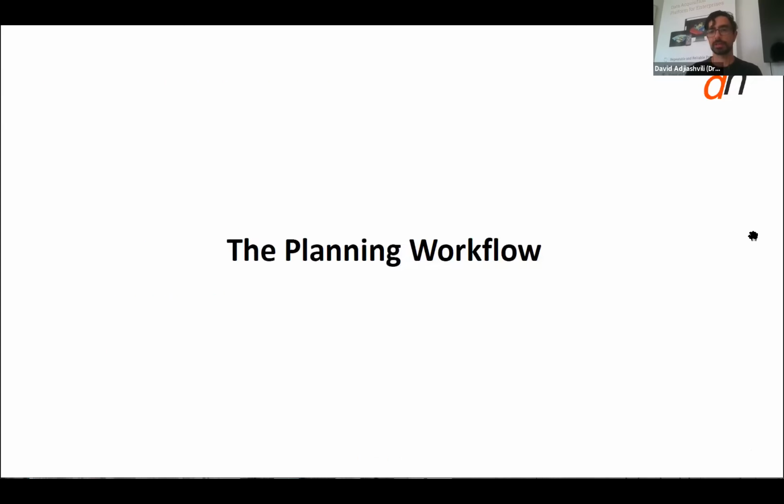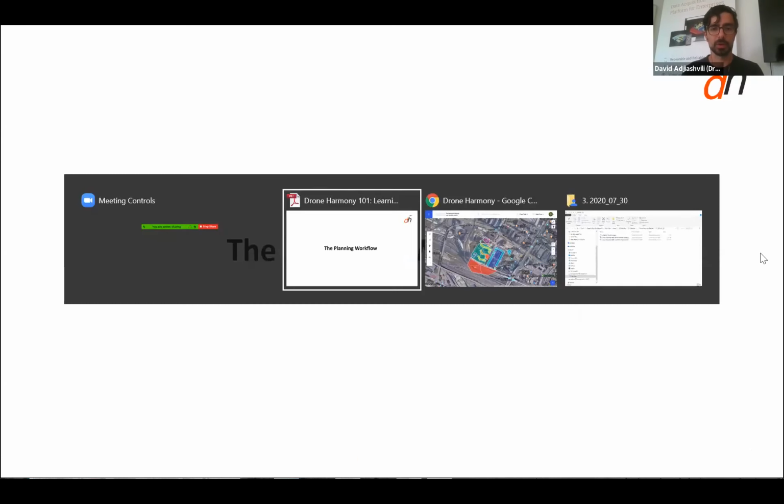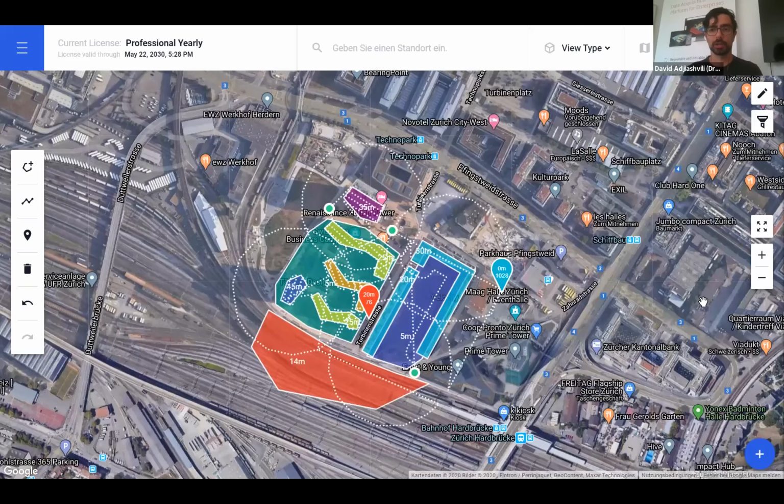So first off, let's recap the planning workflow in Drone Harmony so that we're all on the same page before we dive into the specifics of working with terrain. So let me switch over to the Drone Harmony web application. I will be demonstrating everything today on the web application. And towards the end of the presentation, I will touch upon some of the aspects that are important for executing the type of flights that we'll be speaking about today.